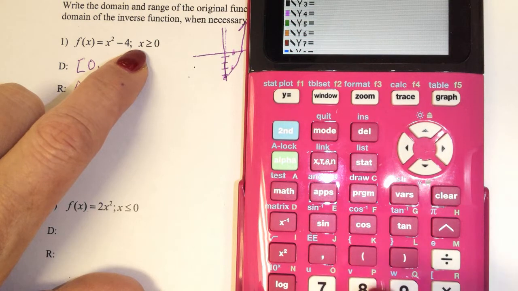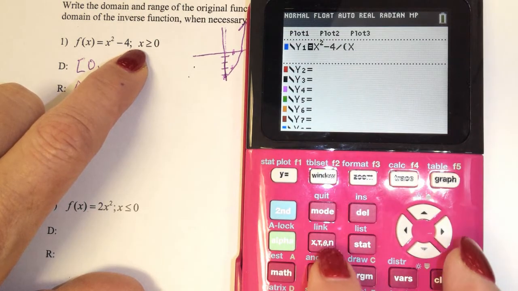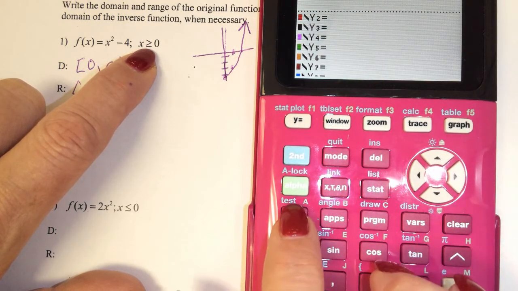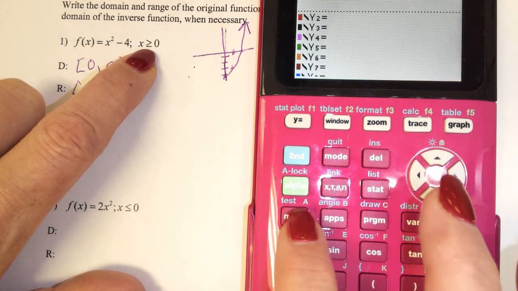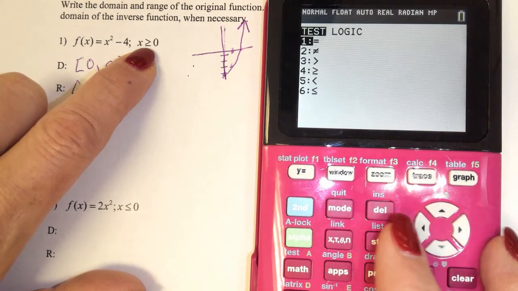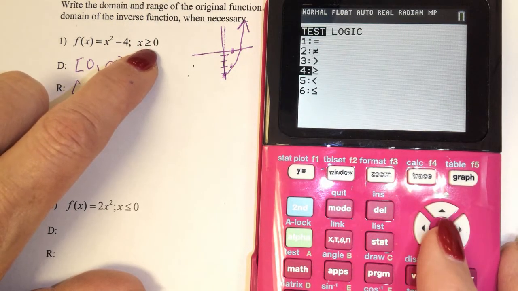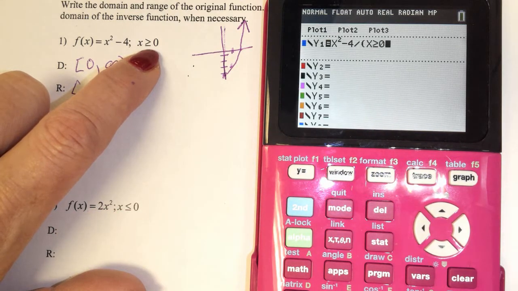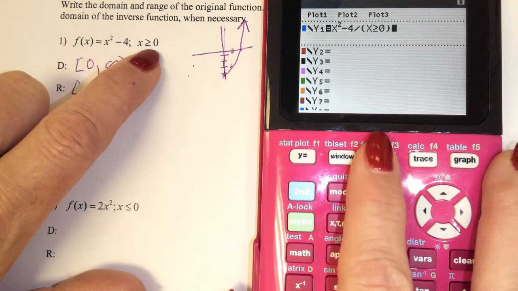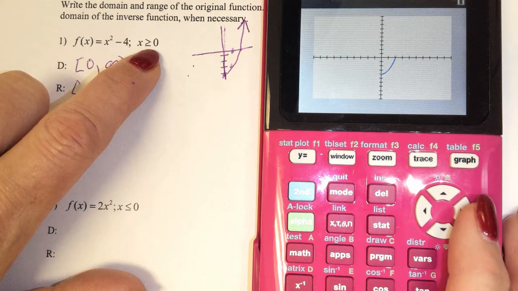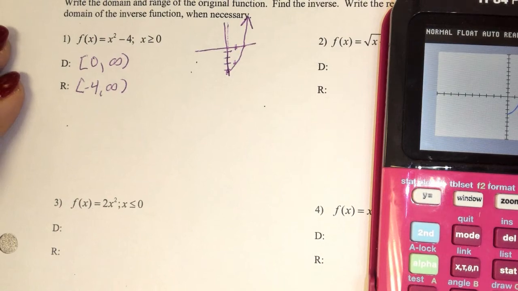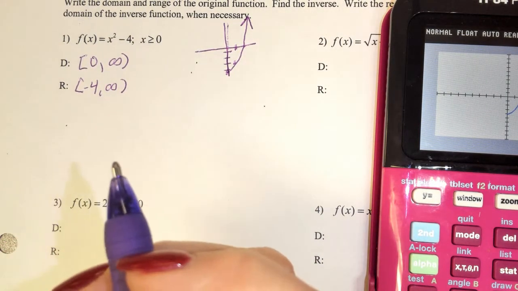I now put in parentheses that x, and I want it to be greater than or equal to. The greater thans, less thans, all of those are under test. Test is right here under the green button, so I do second math to get to test. So I'm going to have it test the x values. If the x values are greater than or equal to 0, then it's going to graph the function. I'm now going to do a zoom 6, and here's the way the graph should look. So we're correct.